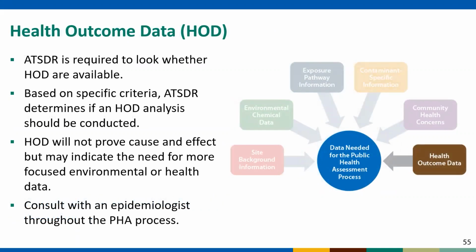The last data needed in the PHA process that we're going to be talking about is shown on the diagram on this slide, and it's health outcome data, or we call it HOD. ATSDR is required to look into whether HOD are available at sites. Based on the specific criteria discussed in the online training module of Module 7 and in the FAGM, ATSDR determines if a health outcome data analysis should be conducted. HOD will not prove cause and effect, but may indicate the need for more focused environmental or health data. I want to mention that we don't always have good health outcome data, and especially not good ones that are site specific, but sometimes we do. And I highly recommend consulting with epidemiologists throughout the PHA process when you're using these data.